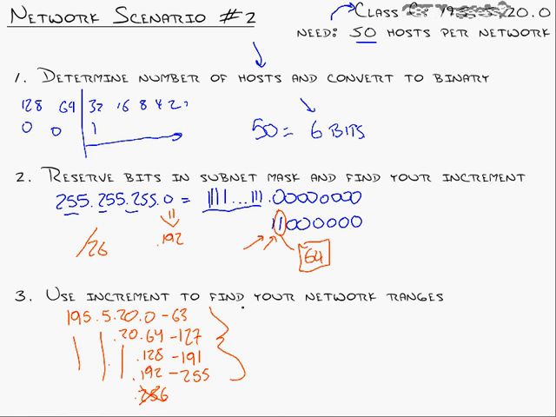I'm done. You might remember from the previous video where we actually started carrying over to the next octet. Well, you can't do that here because you started with a class C address, meaning you can't change the original network that you were given. You've just subnetted into 4 networks.